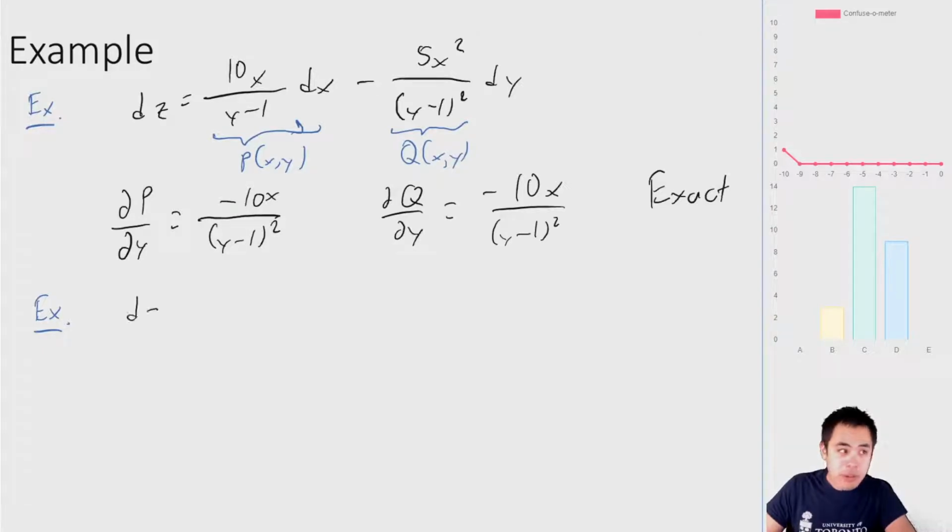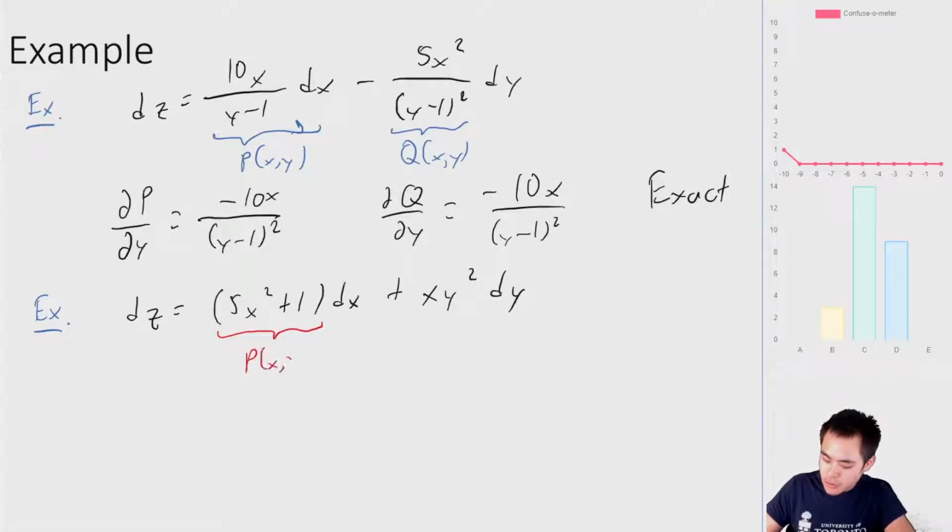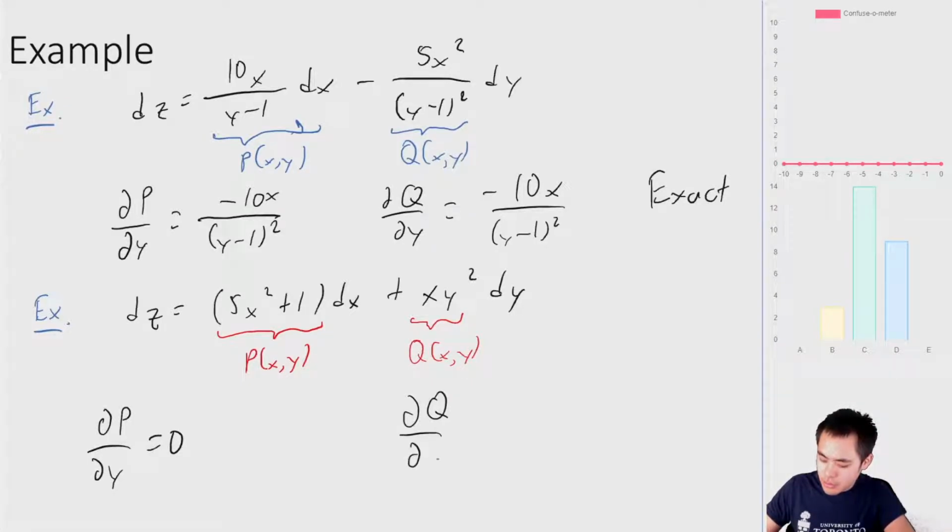And if you have ∂z equal to, say, (5x² + 1) dx plus xy² dy, this here is P(x,y), and this here is Q(x,y). You'll note that ∂P/∂y is equal to 0, and ∂Q/∂x is equal to y². So this is not exact.